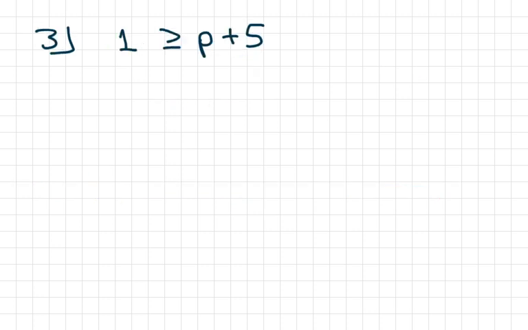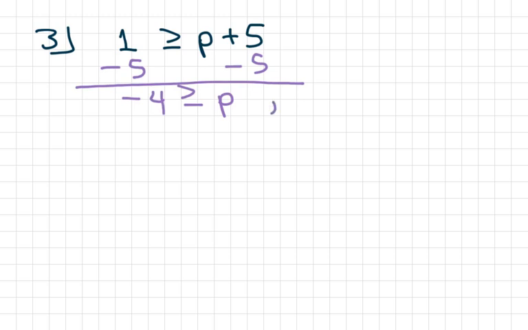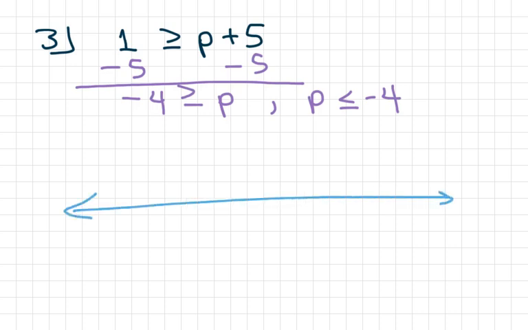Here I have to solve for p first, so I'm going to subtract a 5 from both sides. Again, I'm not dividing by a negative, I'm just subtracting. So I get p is less than or equal to -4. Or you could say, in this case, -4 is greater than or equal to p. I'm going to write it as p is less than or equal to -4. I just like it better that way.